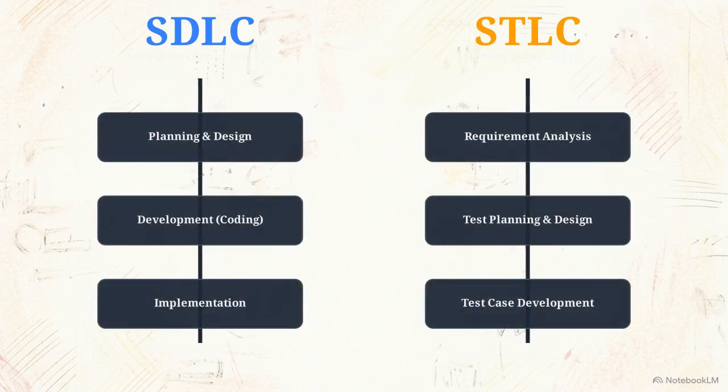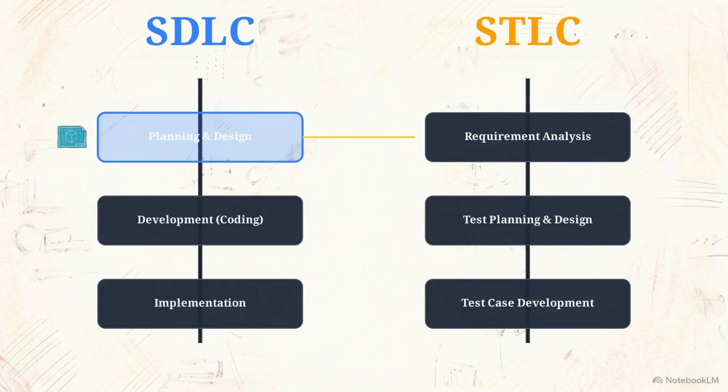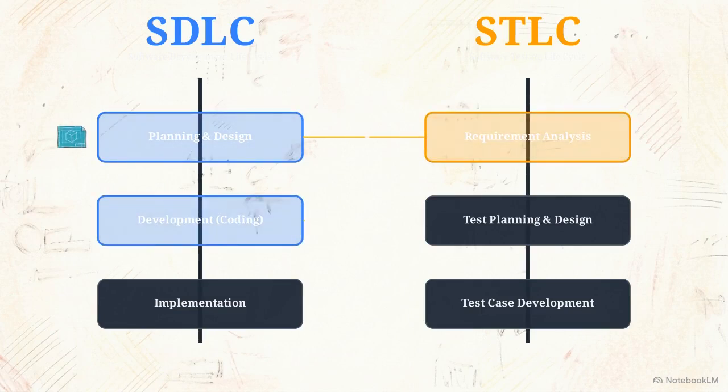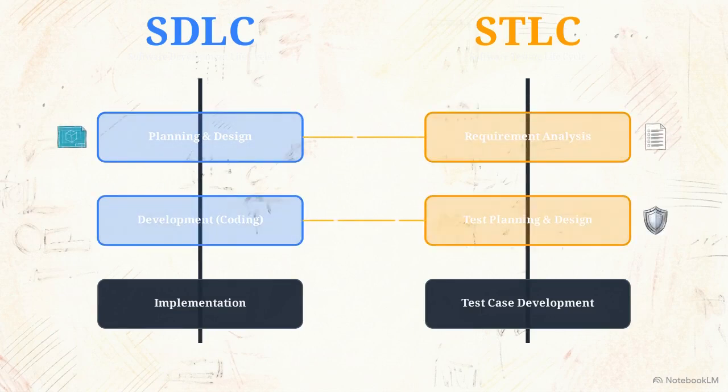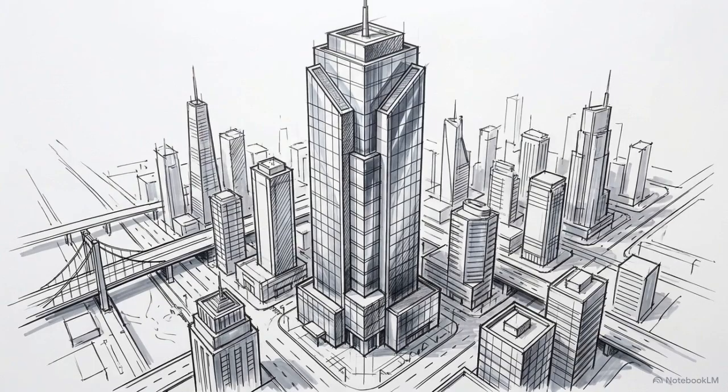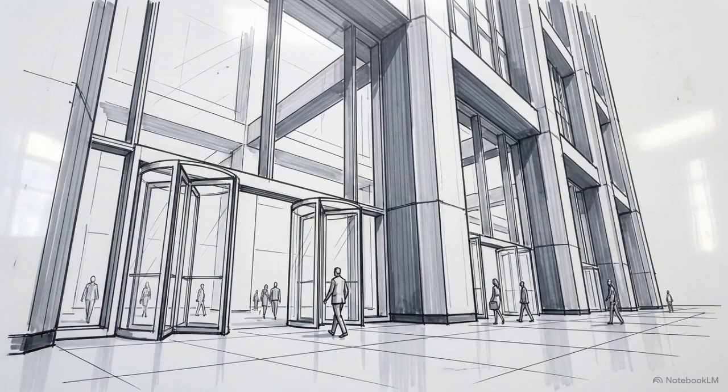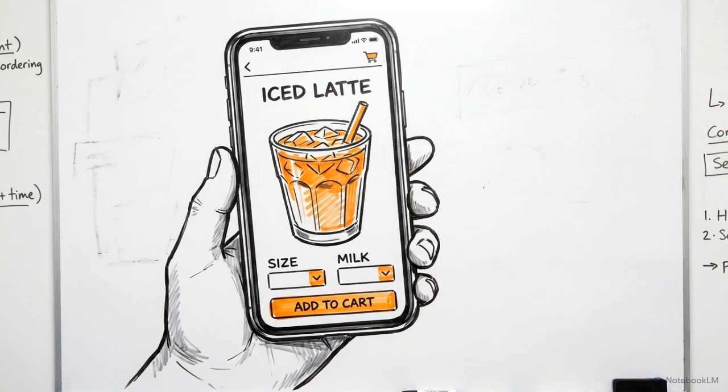Operating as parallel tracks, the developer's SDLC journey begins with initial planning, moving into writing code. Simultaneously, in the STLC track, you analyze blueprints and ask safety questions while code is written. While the development cycle creates the software, the testing cycle ensures that the final product is safe for humans to use. Let's apply this to a daily scenario.